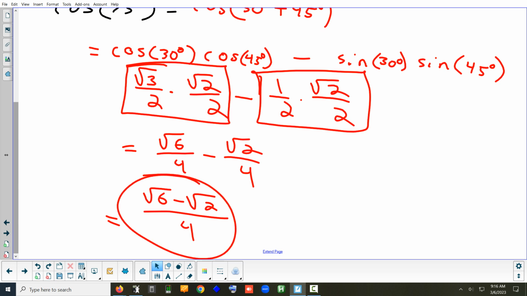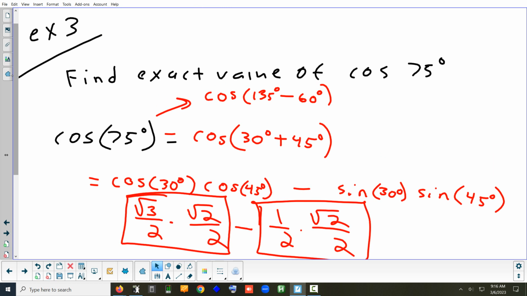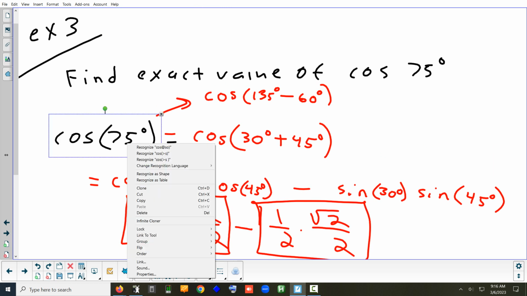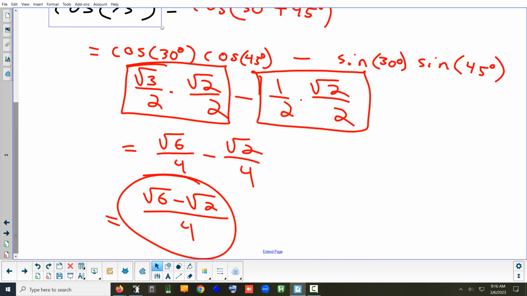Very easy to check your answer. Type that in on a calculator, see what you get. Type in cosine 75, see what you get, and they should come out as the same decimal. Any questions on that one?